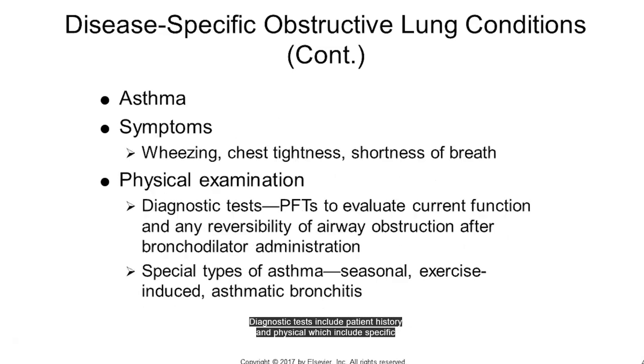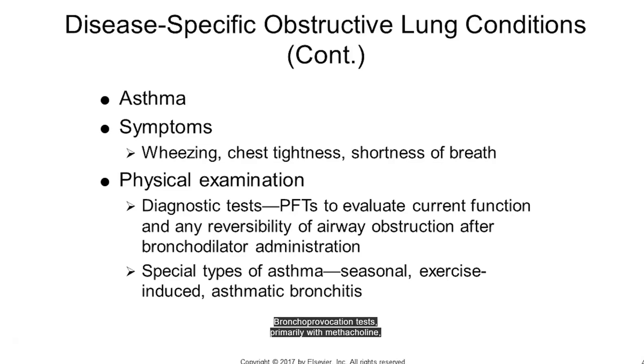Diagnostic tests include patient history and physical, which include specific questions regarding allergies and exposures, auscultation, which often reveals expiratory wheezing during an asthma attack, PFTs that will show reductions in maximal expiratory flow and decreased FEV1. Improvements in FEV1 greater than 12%, and an increase of FEV1 greater than 200 milliliters after a bronchodilator is considered reversibility of airway obstruction and may be used for a differential diagnosis compared to other obstructive diseases.